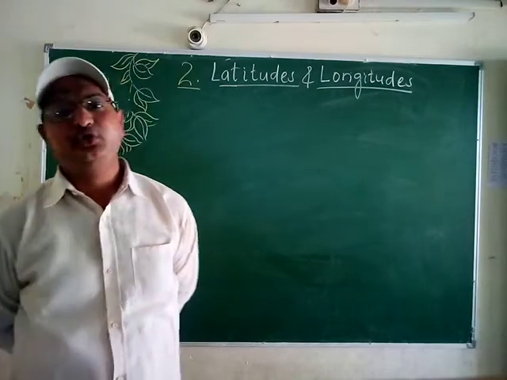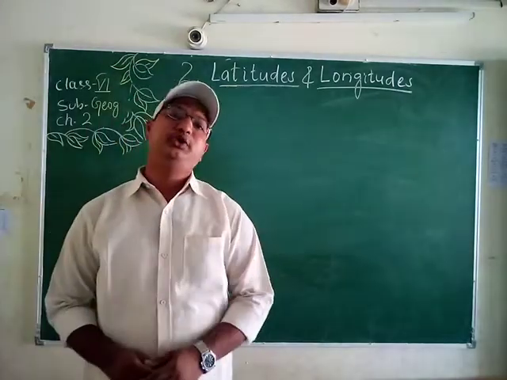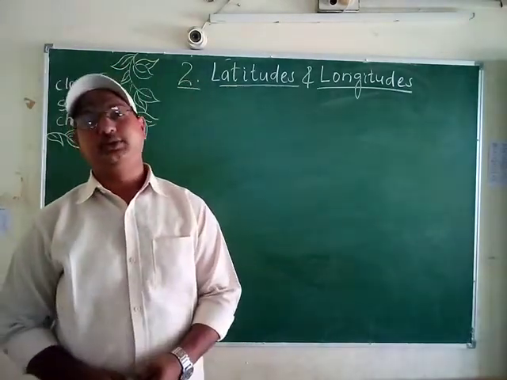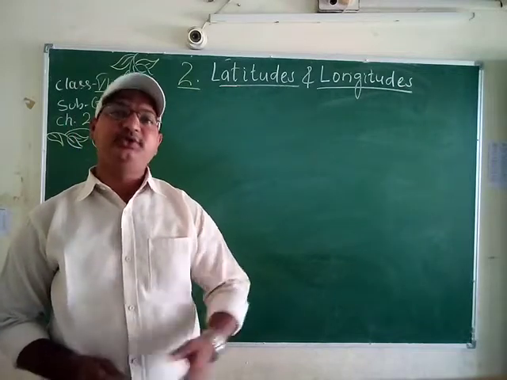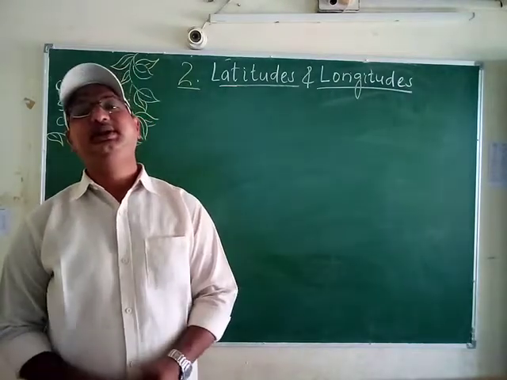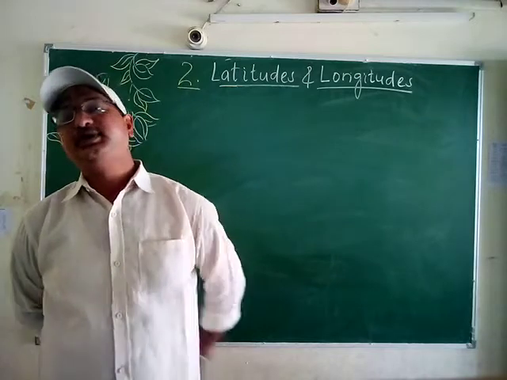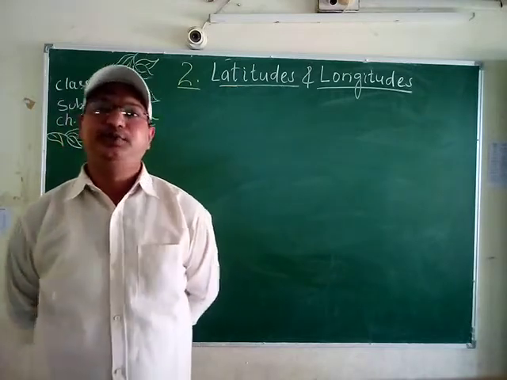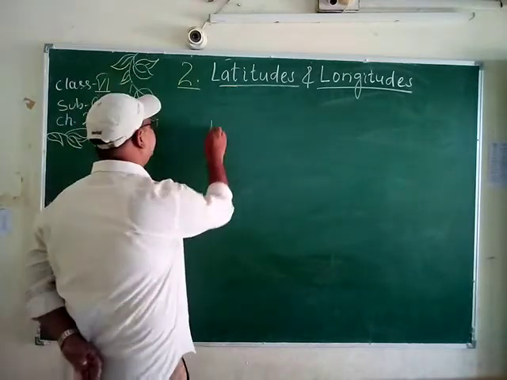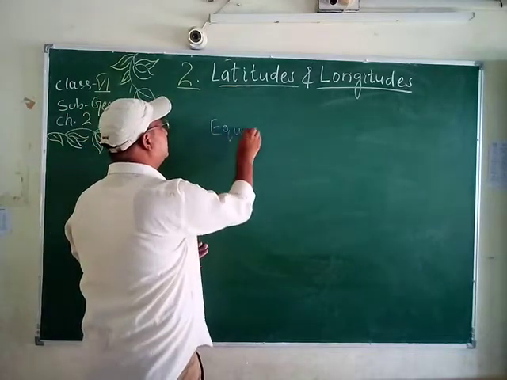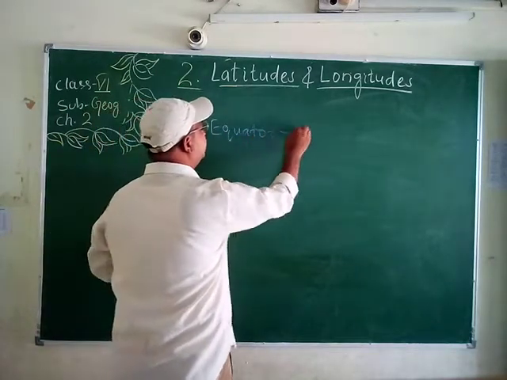Students, as I have told you, the parallel lines to the equator are known as the latitudes. Parallels, therefore they are known as parallels. They are measured in degrees. The equator represents the 0 degree latitude. Students, as I have told you, the equator is known as the 0 degree.